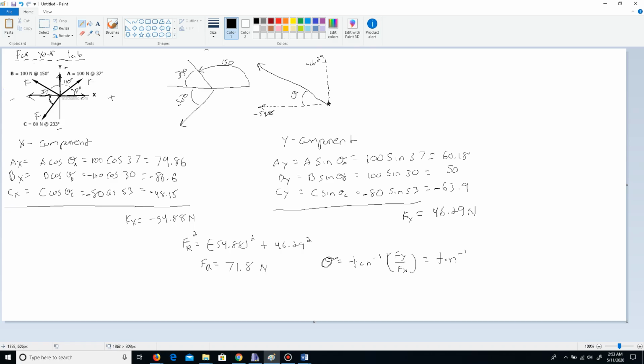So inverse tangent of, which one's 46.29 over 54.88. Now, like I said before, we don't have to put in the negative sign. We know where it's at. The negative sign only indicates where it's at. It's just going to end up giving us a negative number, which is going to tell us it's here to a point. It could be here or over here, but we know it's here. So let's just leave off the negative and get a positive answer here.